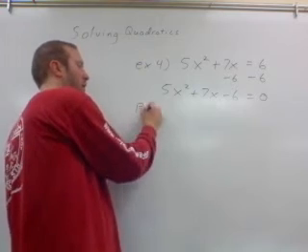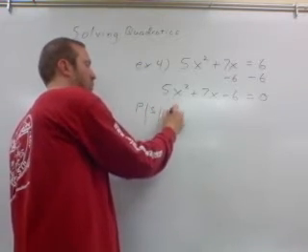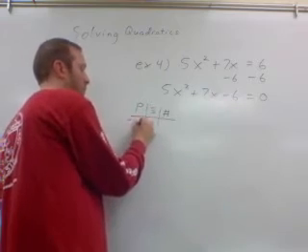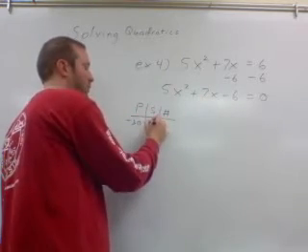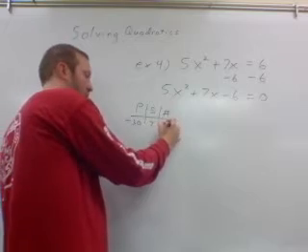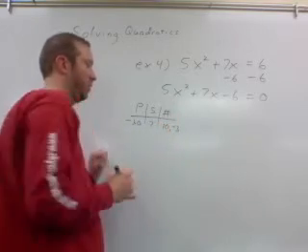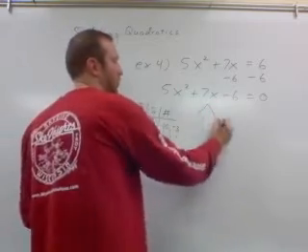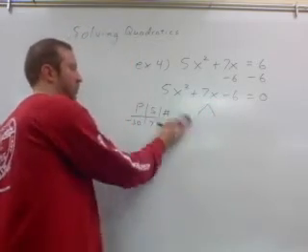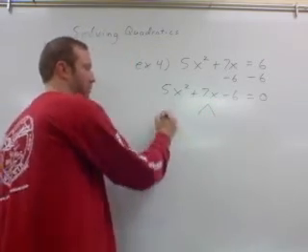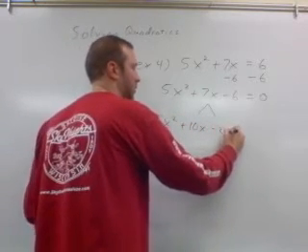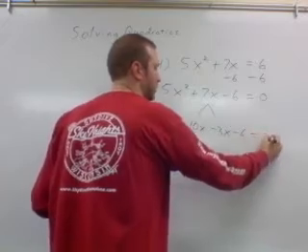Again, I'm going to do my product sum numbers. Product is negative 30. Sum is 7. 10 and negative 3. So this one is factorable. Okay, so I'm going to factor by splitting the middle term. So I get 5x squared plus 10x minus 3x minus 6 equals 0.